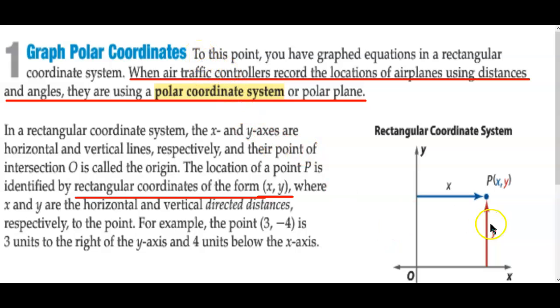So when we plot a point in the XY coordinate system, we just talk about going over and up. But air traffic controllers record the locations of airplanes using distances and angles, like a polar coordinate system. They have to know, because two planes can be the same distance away from the air tower, but if they're at different heights or different altitudes, they're not going to crash into each other. So they use a polar coordinate system.